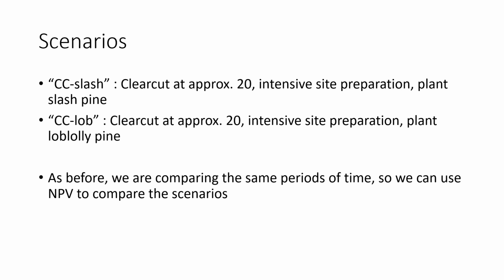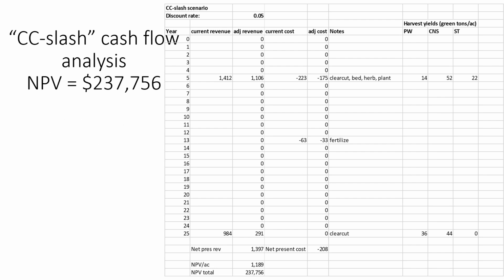those two scenarios. So jumping right to the cash flow analysis, knowing that I basically used the growth and yield model to simulate two harvests. The first harvest was the harvest of the existing stand at age 20. Okay, so I input my site index and basal area for the existing slash pine plantation, and I use the slash pine growth and yield model to tell me what the different product class yield would be at age 20.